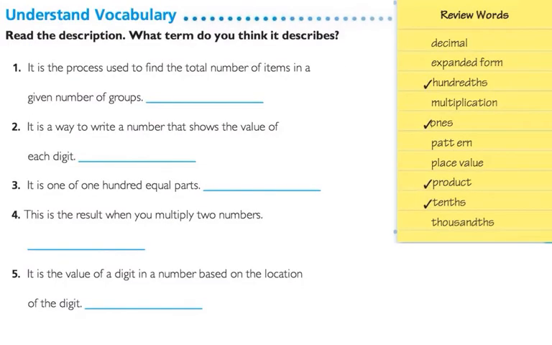Now, boys and girls, we're going to start on understanding the vocabulary. We're going to start with number 1 here. It says, it is the process used to find the total number of items in a given number of groups. Boys and girls, that would be multiplication. Two, it is a way to write a number that shows the value of each digit. Boys and girls, that is expanded form.